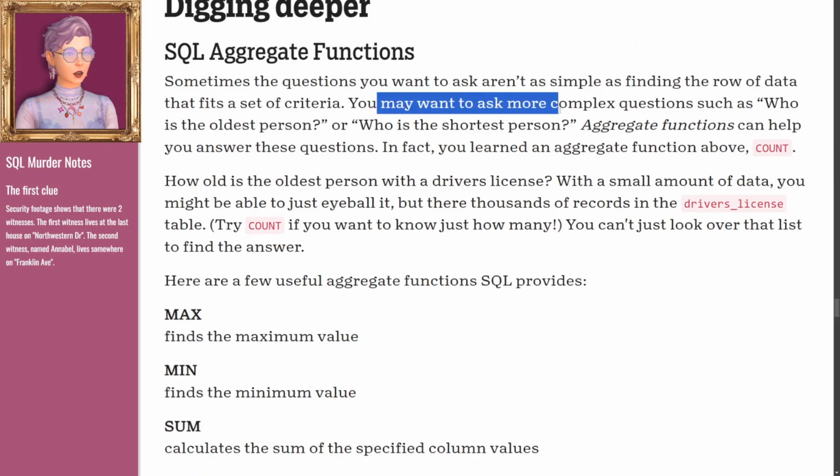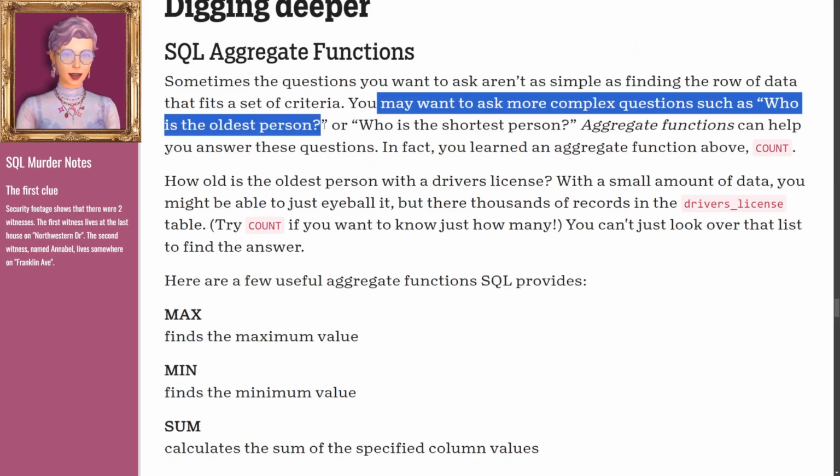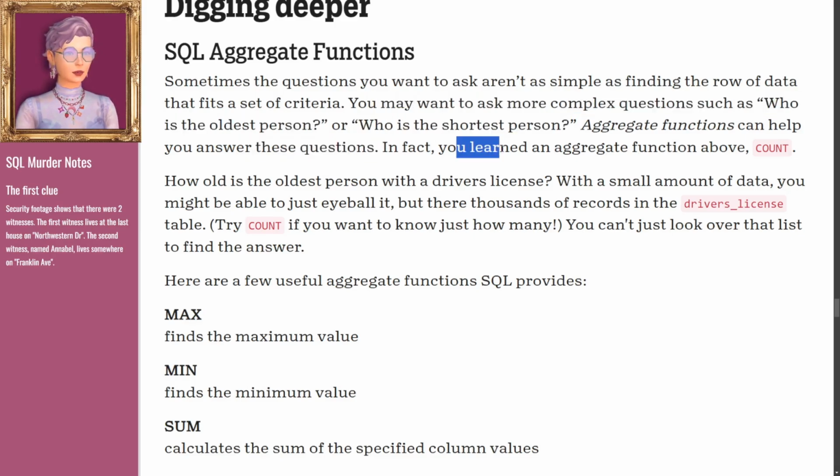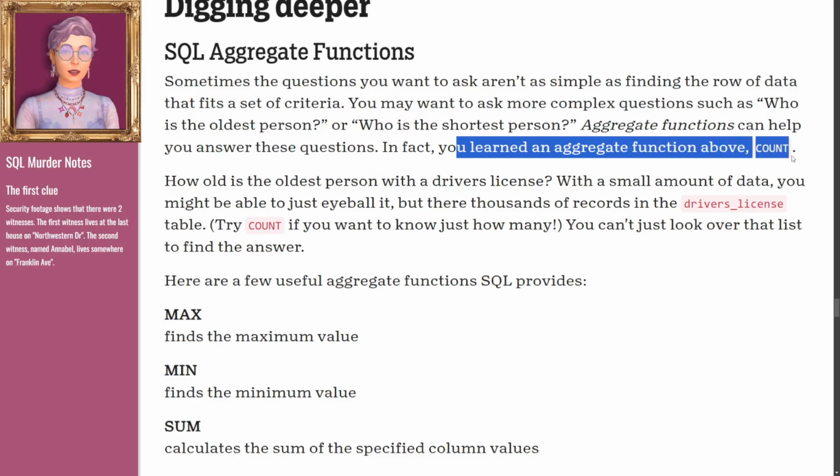You may want to ask more complex questions, such as who is the oldest person or who is the shortest person. Aggregate functions can help you answer these questions. In fact, you learned an aggregate function above, count. Right, that was the very first one we learned.